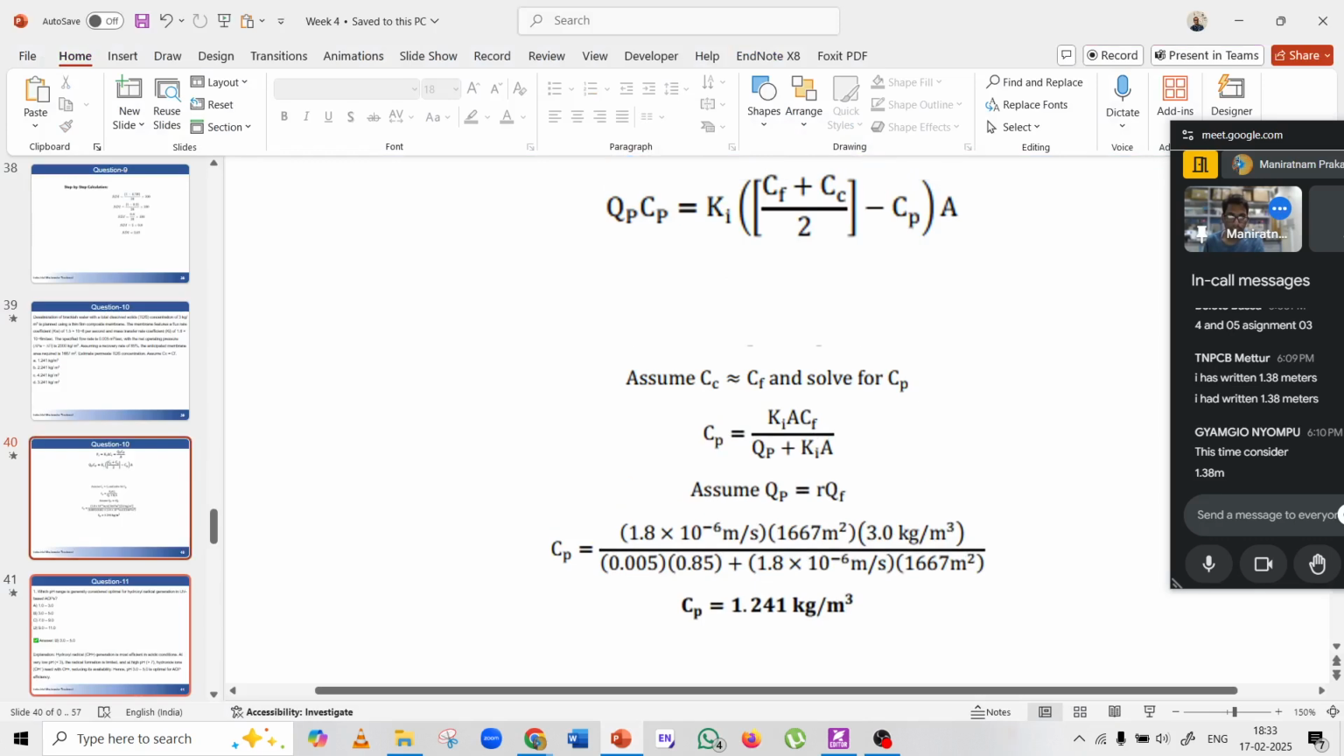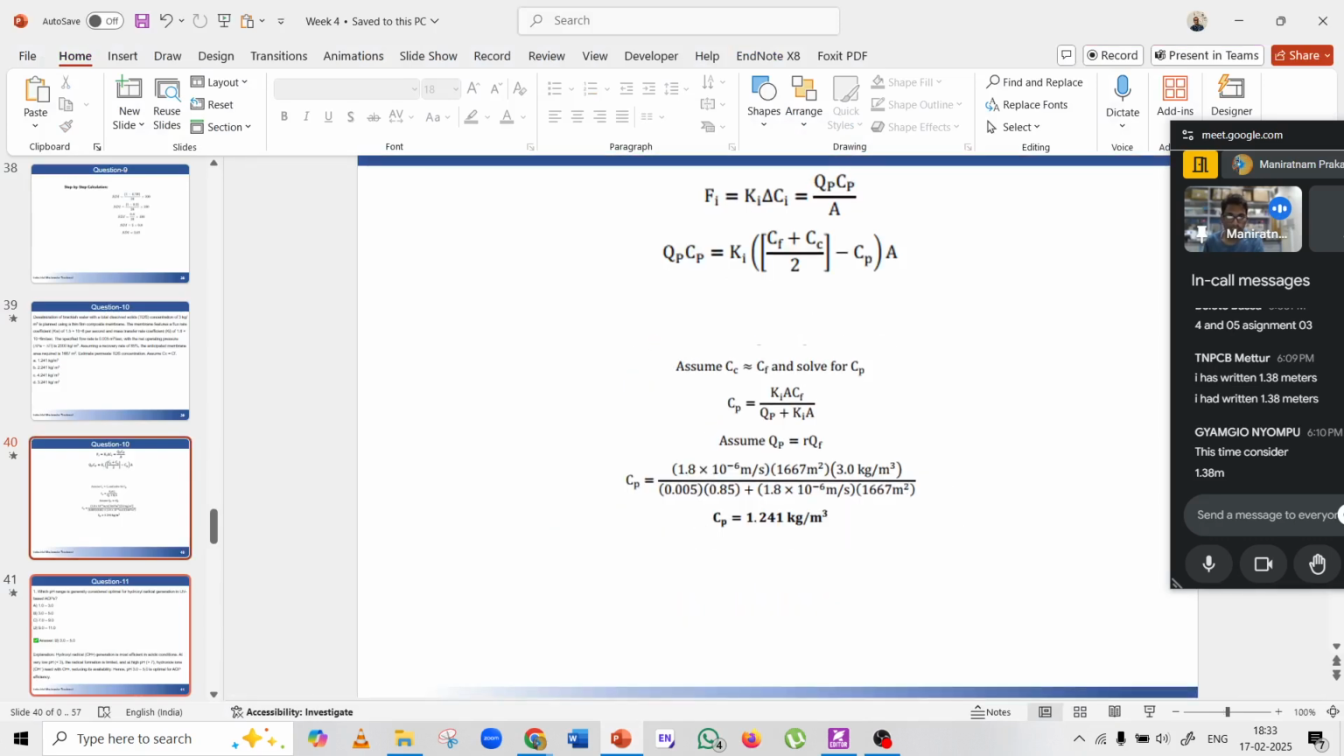You can see that Cp is equal to Ki into A into Cf divided by Qp plus Ki into A. So, this formula has come with the help of mass balance. Now, what is this mass balance? It is how much mass is coming in, how much mass is going out, plus or minus some reaction term due to which concentration will be either increasing or decreasing. With the help of that, this formula has been defined.